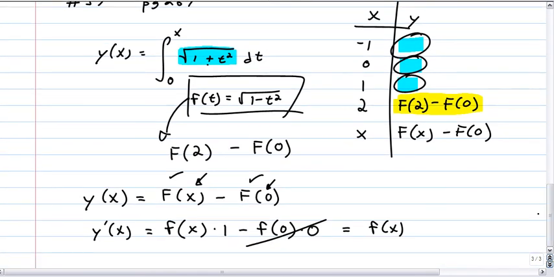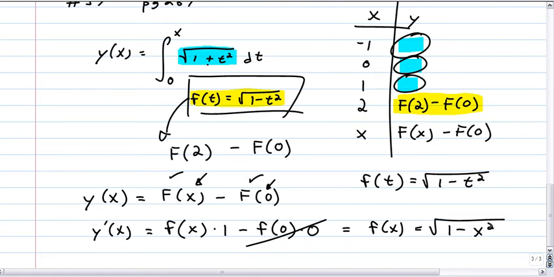Well, okay, wait. f of x. How am I going to get f of x? Here's what f of t looks like. That's your function when you plug t in. When t is your input, you go square root of 1 minus t squared. When x is your input, instead of t, you'll have square root of 1 minus x squared. So y prime is just f of x, right here: square root of 1 minus x squared.